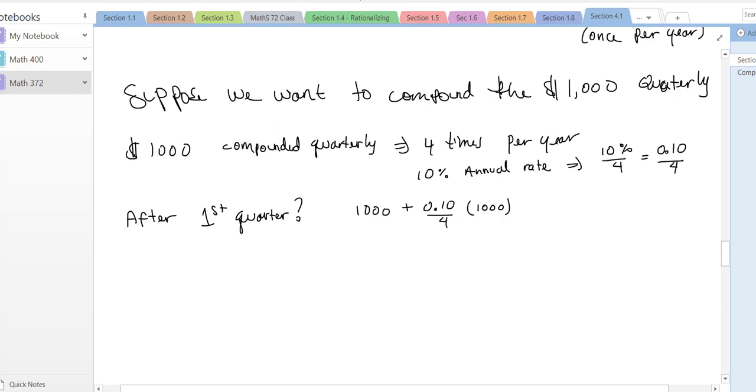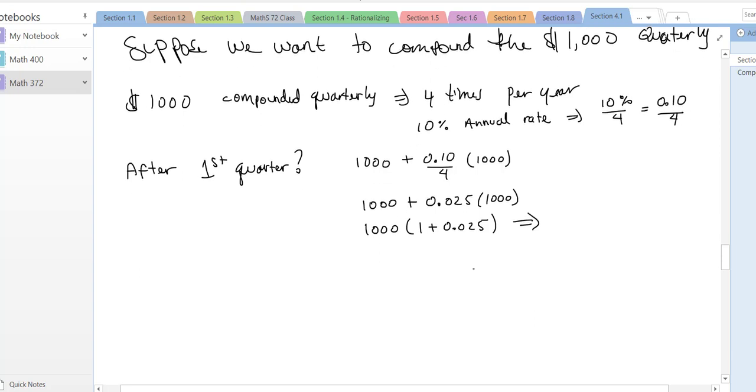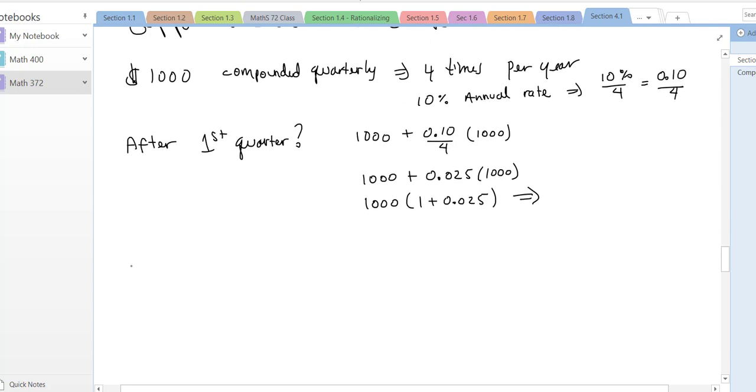And 0.1 divided by 4 is 0.025. So I'm going to change this. So I'm going to say 1,000 plus 0.025 times 1,000. And we can do what we did above. Factor out the 1,000. So I have 1,000 times 1 plus 0.025. So this is how much money we're going to have at the end of the first quarter. Of course, you can use a calculator and compute what that is, but I'm trying to come up with the formula. So what about after the second quarter?